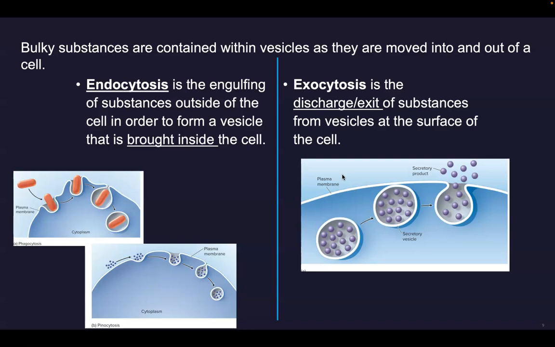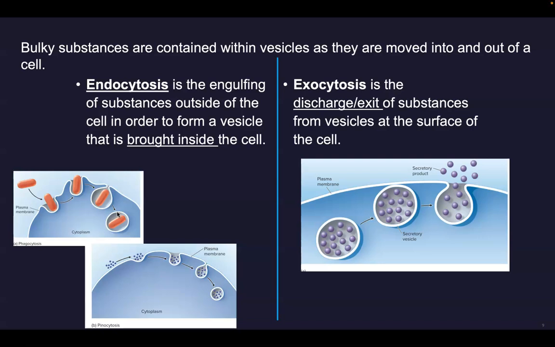Okay, we have bulky substances that are contained within vesicles as they are moved into and out of a cell. Whenever we're bringing substances into the cell, that is endocytosis. It is the engulfing of substances outside of the cell in order to form a vesicle that is brought inside the cell. So you can see here, we've got something that wants to come inside the cell. It's snuggling up to the membrane, it is being engulfed and then encapsulated, and it has been brought into the cell. Endocytosis.